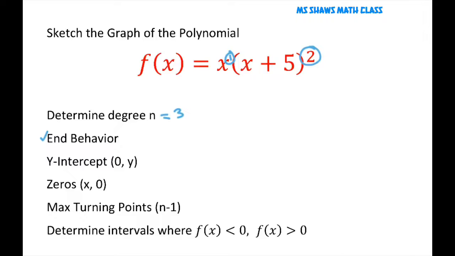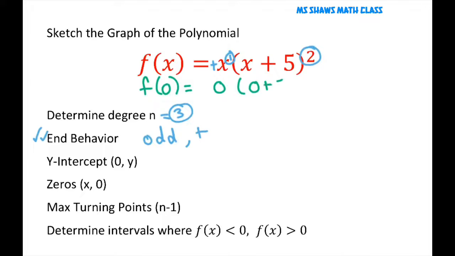And what we need to know is that this number is odd, and we also need to know our lead coefficient is positive. We're going to get back to end behavior in just a minute. Now, your y-intercept is when x is 0. So plug in 0. And that's just going to be 0.